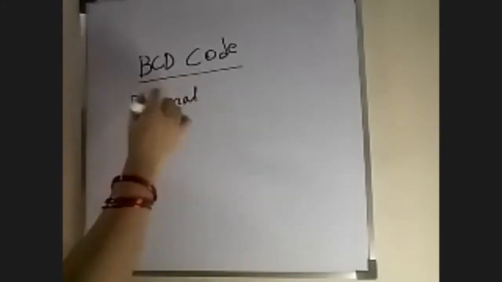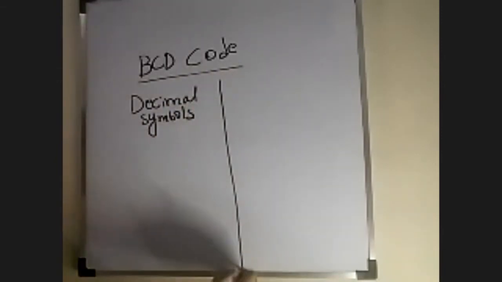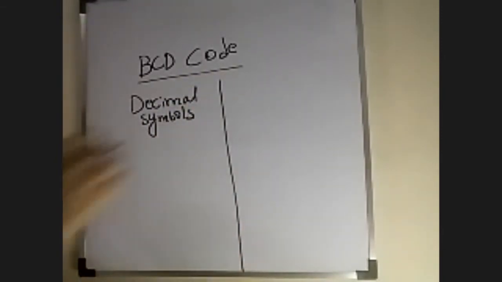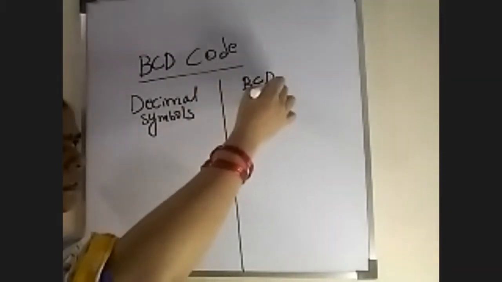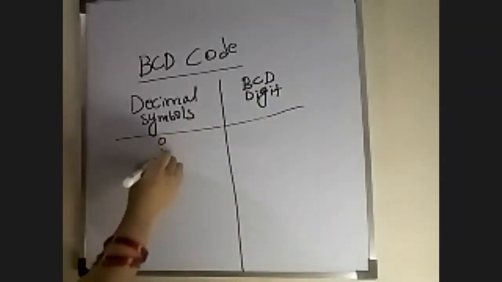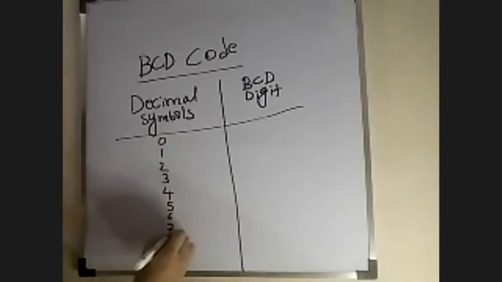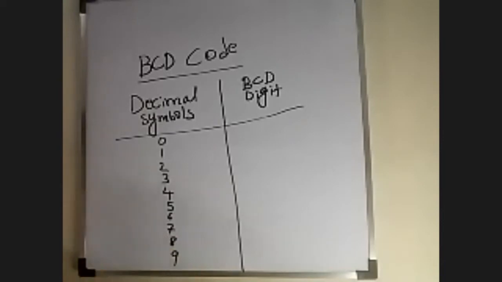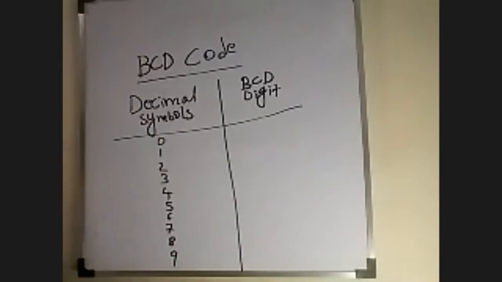First we write the decimal symbols, and for each, the equivalent BCD digit. The values are 0, 1, 2, 3, 4, 5, 6, 7, 8, 9. There must be 10 values, because this is BCD, binary coded decimal.